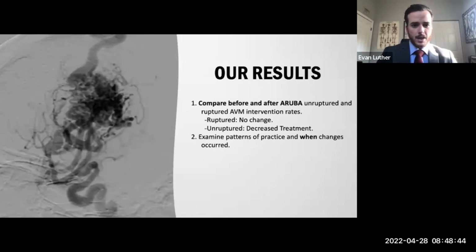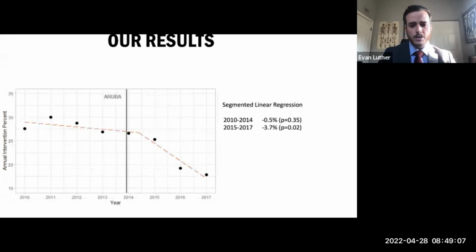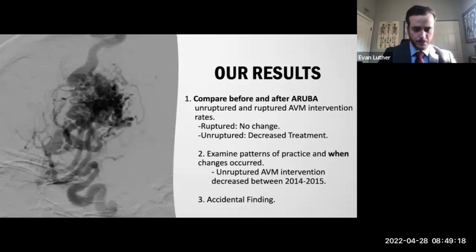So this begs the question: when did that change in intervention occur? We used simple linear regression. We saw that there was a steady decline in treatments over the 8-year period between the 4 years before Aruba and after Aruba. But when we used segmented linear regression, what we found was a really significant change point in the peri-Aruba period, meaning 2014, 2015. It was already declining, but there was a significant sharp decline following Aruba. So we then wanted to see if this decline in interventions had any effect on rupture incidence.